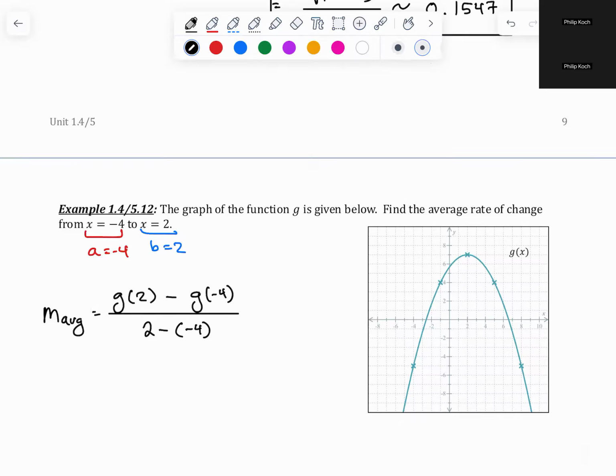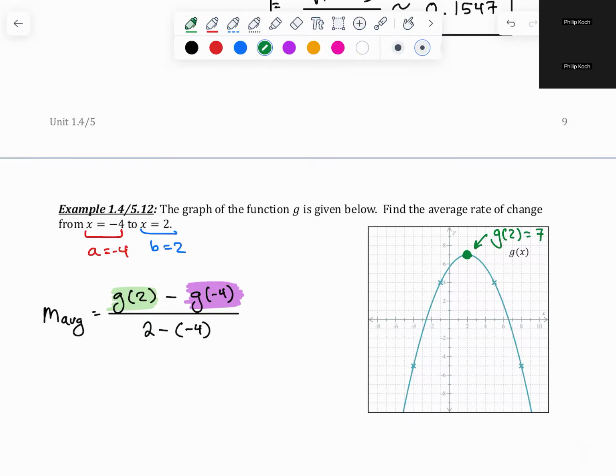We have the graph. And g of 2 is the function value. It's the y value when x is 2. So let's color code it. Let's use green for g of 2, and let's use purple for g of negative 4. G of 2 would be right here. G of 2 is 7 because it's the y value on the point where x is equal to 2.